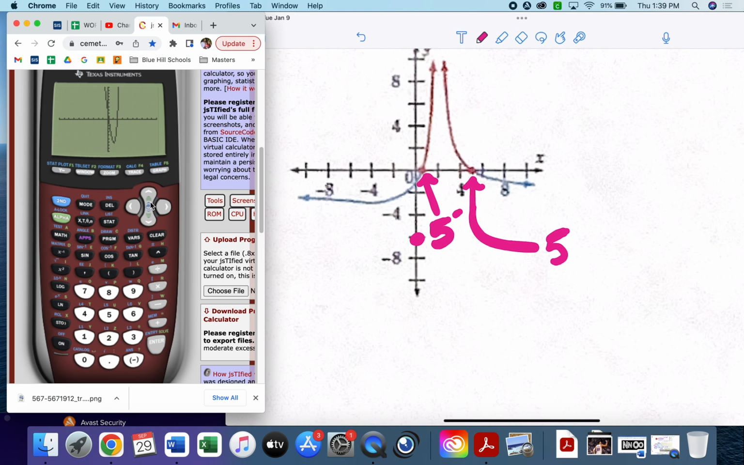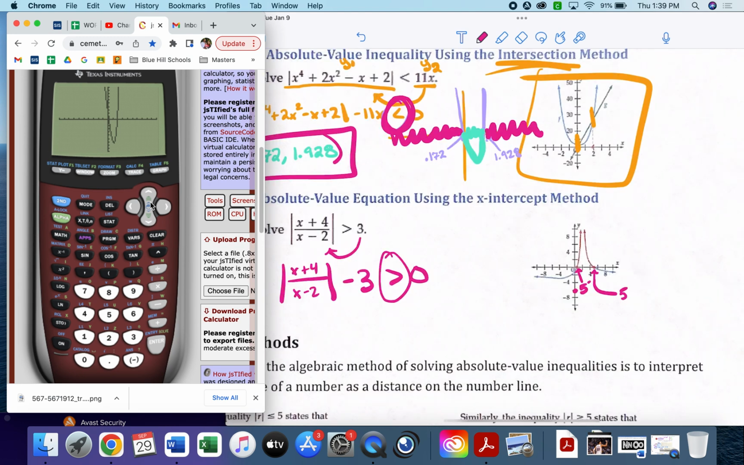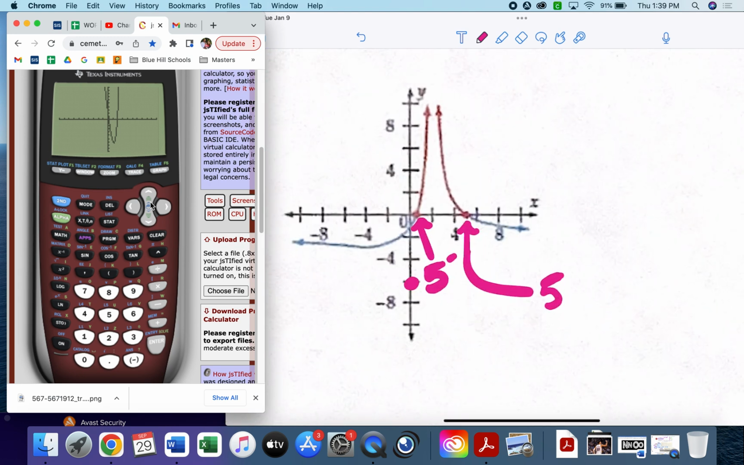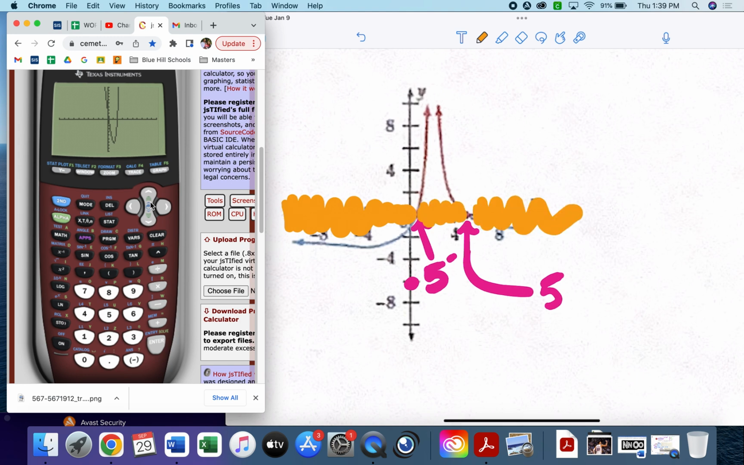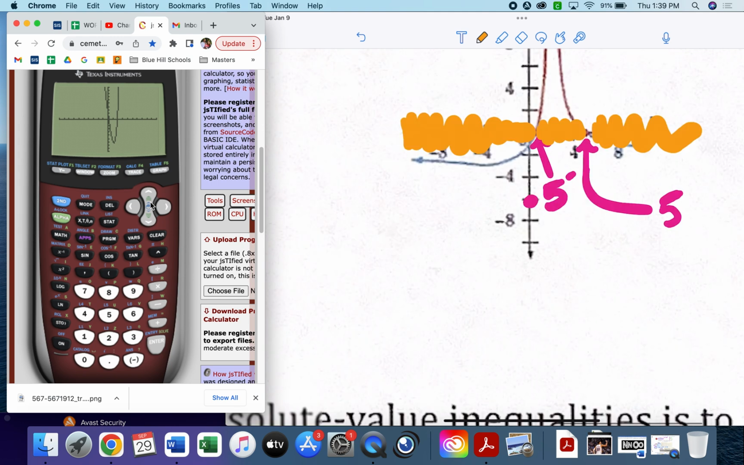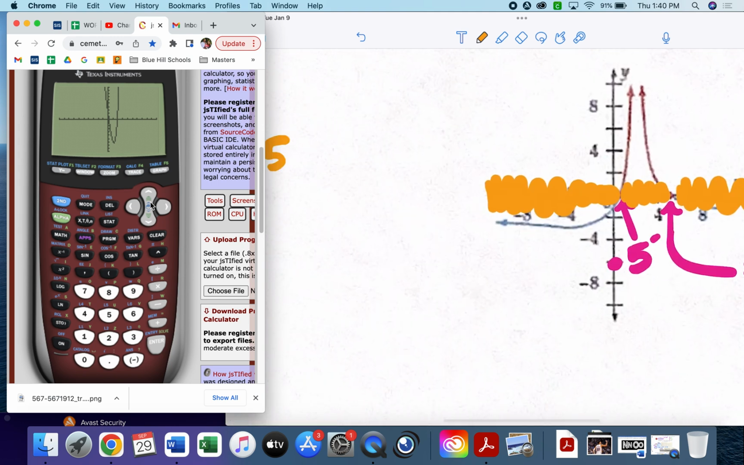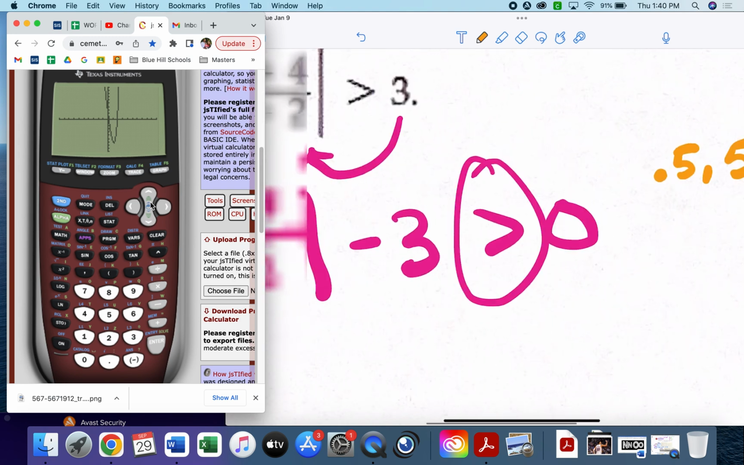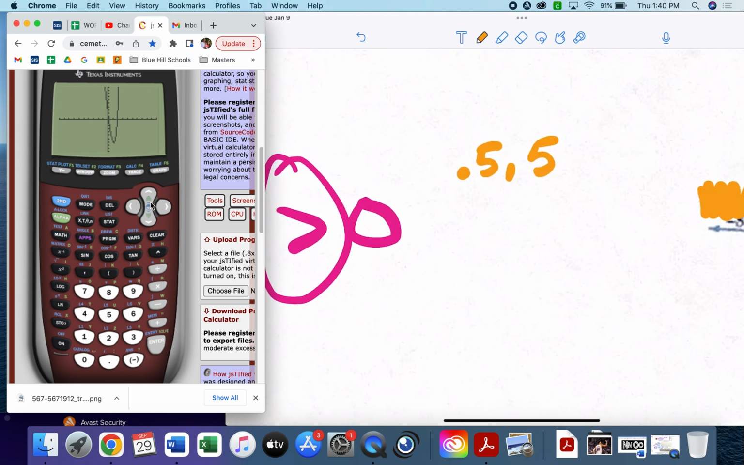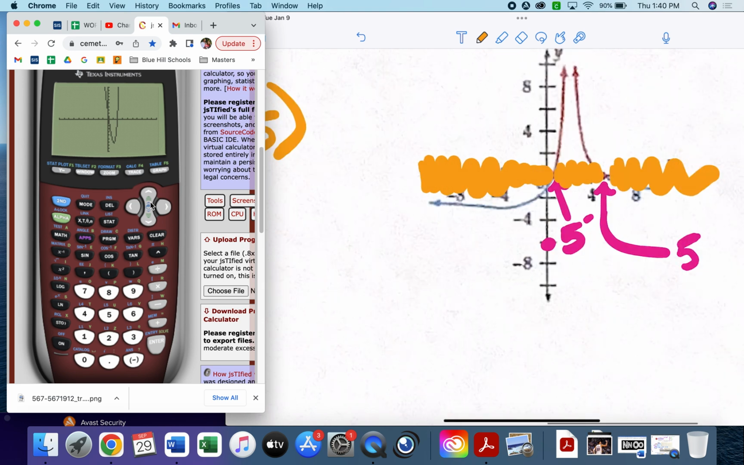Okay, now here's the deal. We are wanting to know when he is greater than 0. Greater than 0 means above the x-axis. Okay? So is he above the x-axis from here to here? No. From here to here? Or from here to here? No. No, in the middle. So we go 0.5 to 5. Okay, and we are brackets or parens? Parens, right?